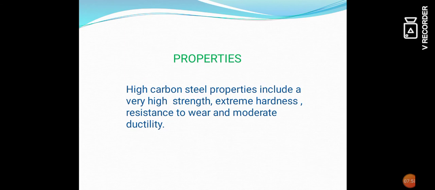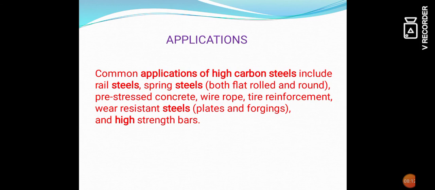Now let us see the properties of high carbon steel. High carbon steel properties include very high strength, extreme hardness, resistance to wear and moderate ductility. The common applications of high carbon steels include rail steels, spring steels, both flat and rolled and round, pre-stressed concrete, wire rope, tire reinforcement, wear resistant steels, for example plates and forgings, and high strength bars.